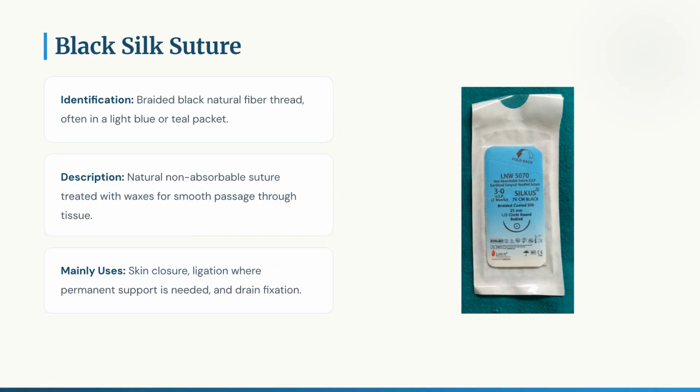Black silk suture is a natural, non-absorbable braided thread. Its main uses include skin closure, ligation where permanent support is needed, and drain fixation.